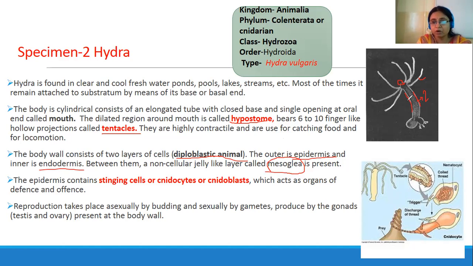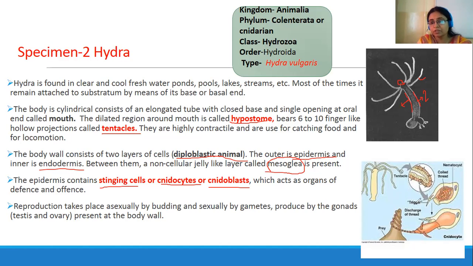Now the epidermis, the outer layer of this body wall, mainly contains some stinging cells or nidocytes or nidoblasts. Here you can see the epidermis, here you can see the nidoblast, nematocytes, nidocytes. The structure is like that. A cup-like structure is there, and inside it a coiled thread is there. When it is in the resting stage, this coil remains inside the cup-like structure.